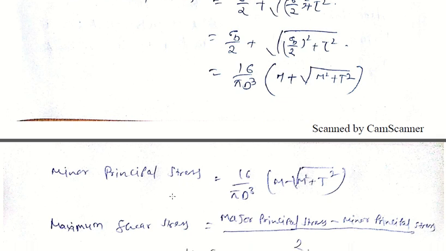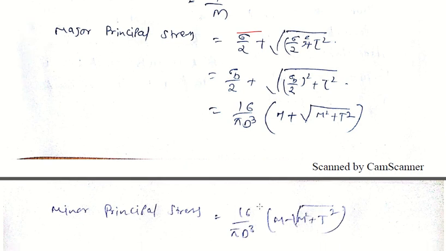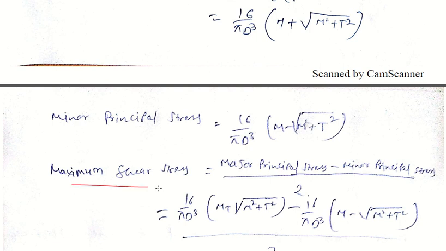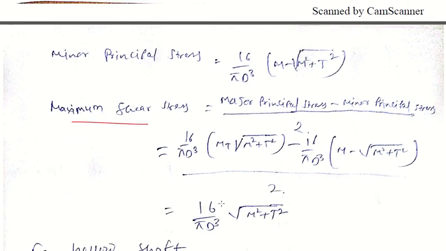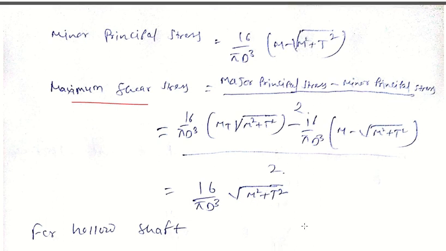Now for the maximum shear stress, we subtract the minor principal stress from the major principal stress and divide by 2. It will give the maximum shear stress. So here it will give 16 by pi d cube root of M square plus T square.